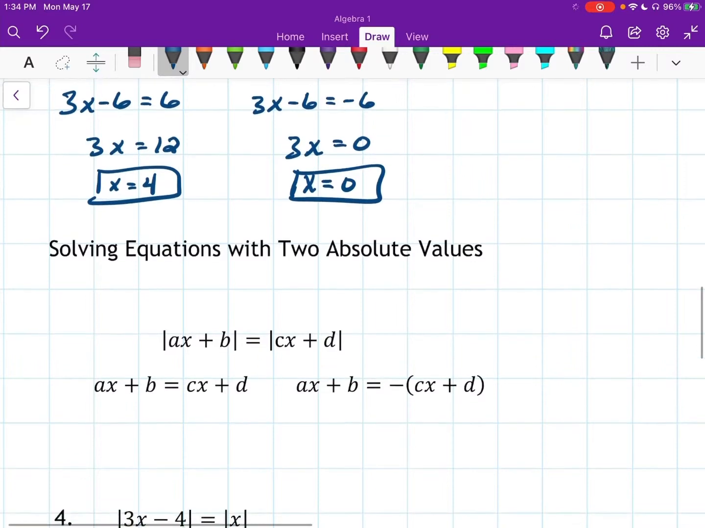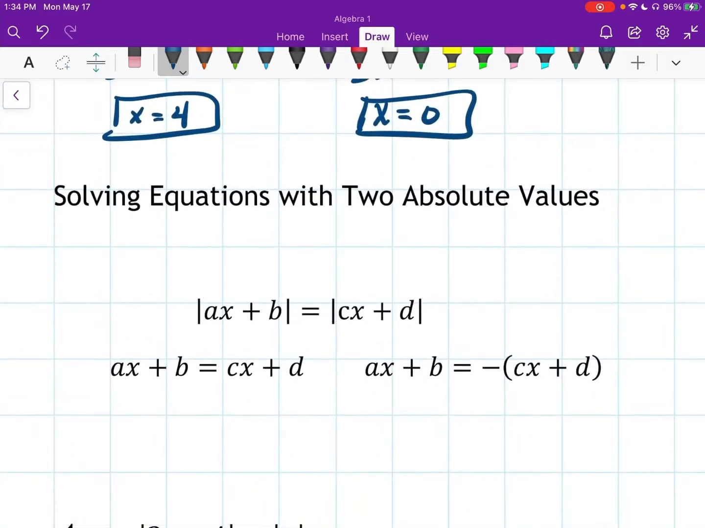Next up, solving equations with 2 absolute value bars. So what if you have absolute value on the left and the right side? The way that we're going to do this is similar to the way that we have already been doing them. We have one where all you do is you drop the absolute value bars. And the other one where you drop the left side and you multiply the right side by a negative, or by -1.